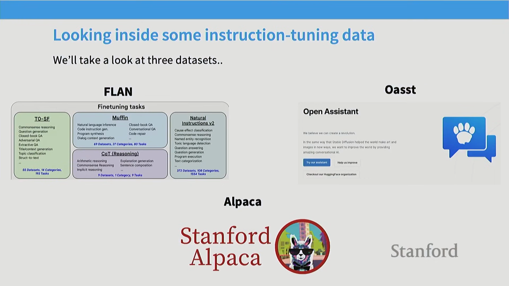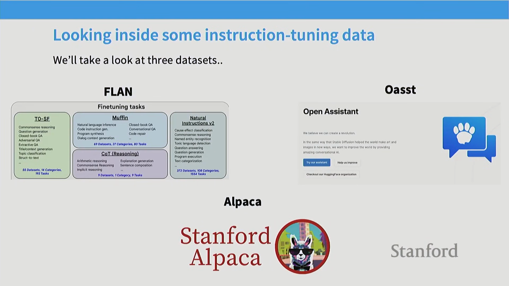And Flan is essentially constructed by aggregating a bunch of training data sets from NLP tasks, right? So if you look at it, you see all sorts of different tasks like Natural Instructions v2, which has a bunch of question answering and things. It's got T0 SF, adversarial QA and topic classification. So basically, this was constructed by taking existing NLP data sets that do all sorts of individual tasks and then aggregating them into one big meta data set, right? So this is one approach to building such data sets.